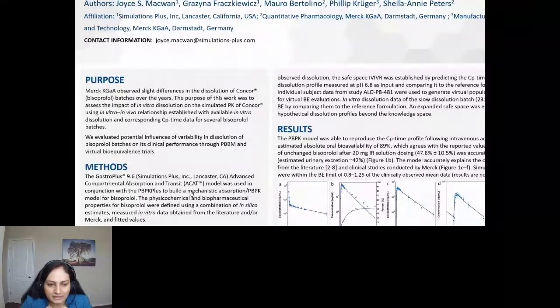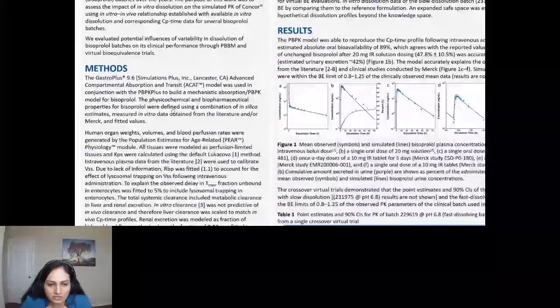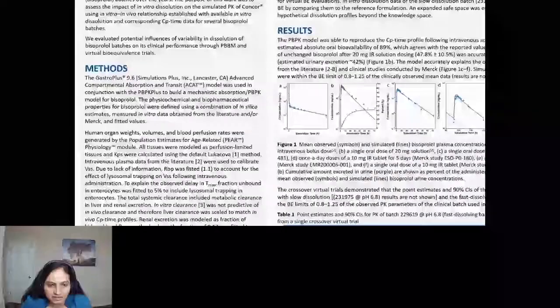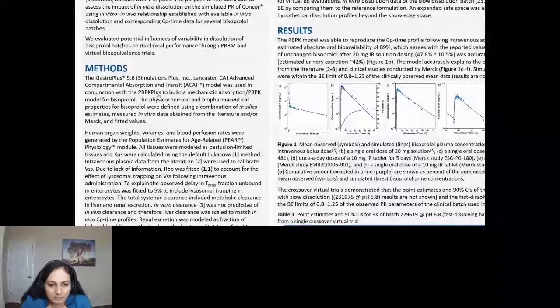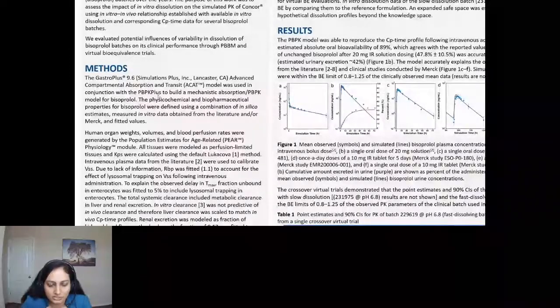We used our mechanistic ACAT absorption model in order to include the in vivo dissolution and the intestinal absorption of the compound. And we used the full PBPK model to describe the distribution and the elimination of this compound.